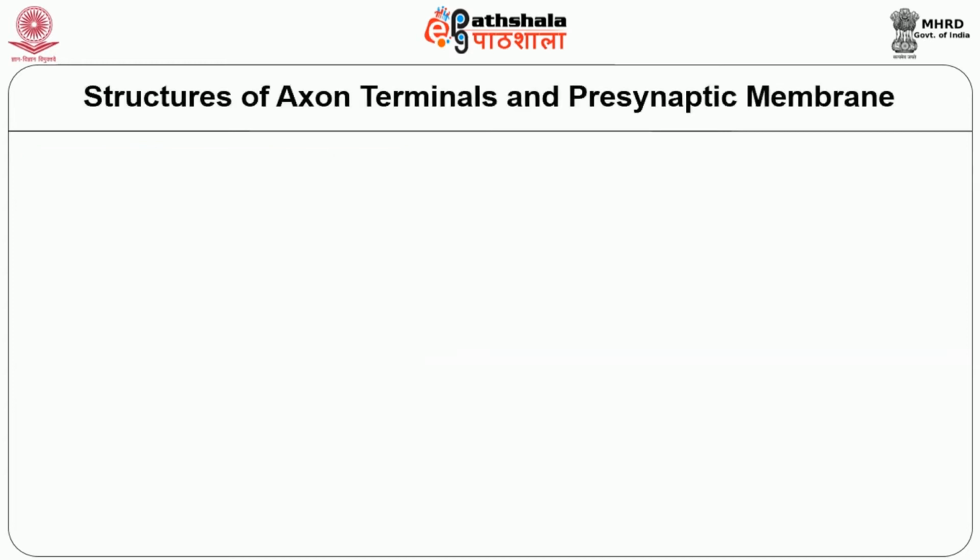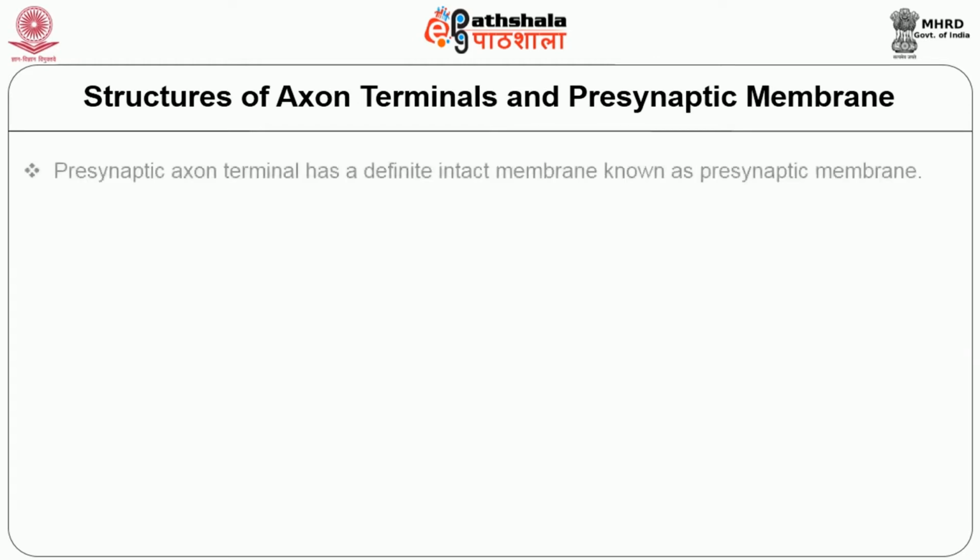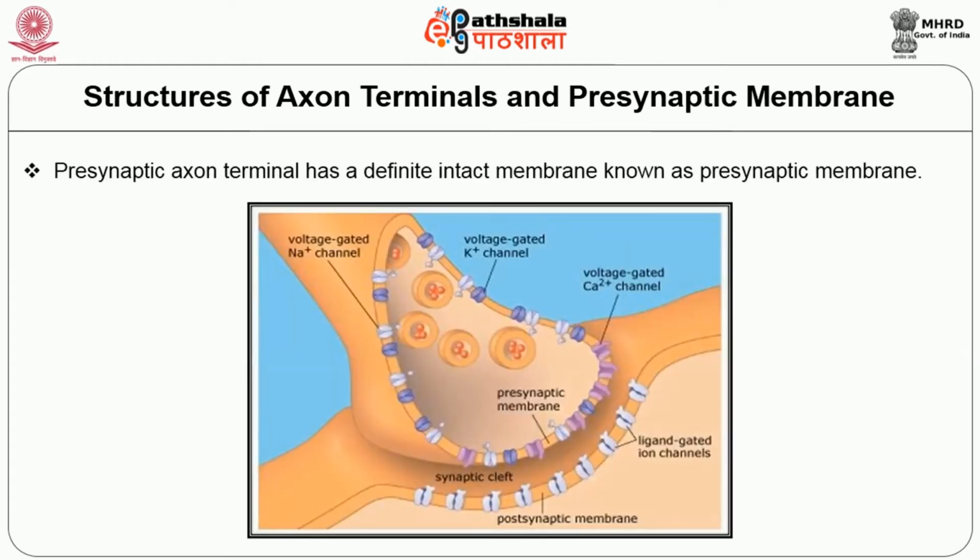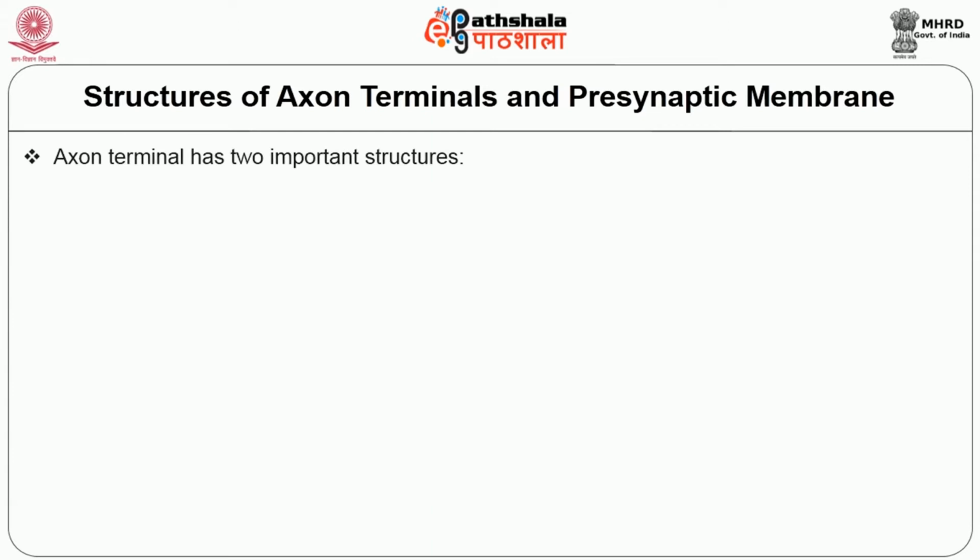The structures of axon terminal and presynaptic membrane. The presynaptic axon terminal has a definite intact membrane known as the presynaptic membrane. Axon terminal has two important structures.